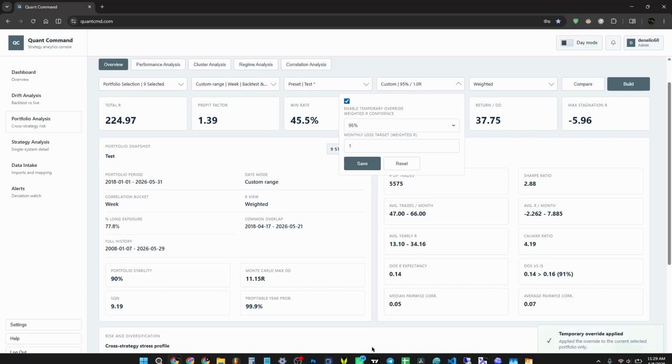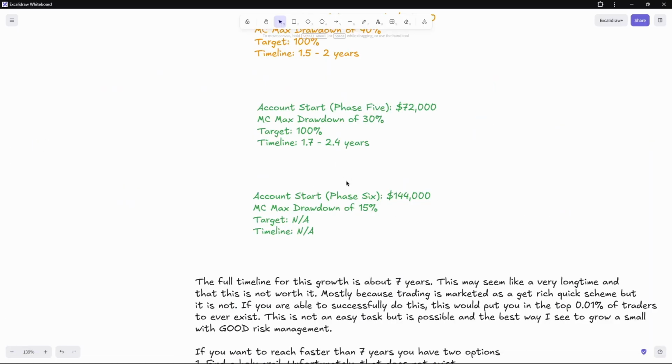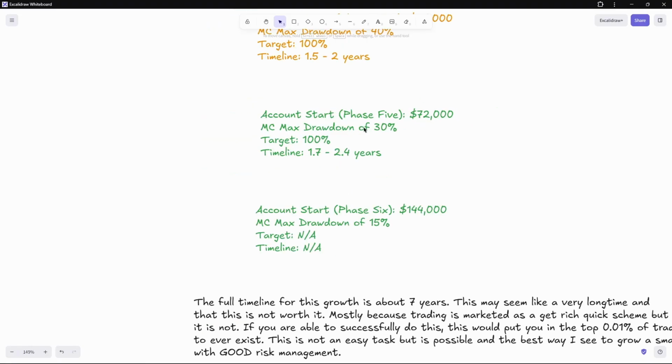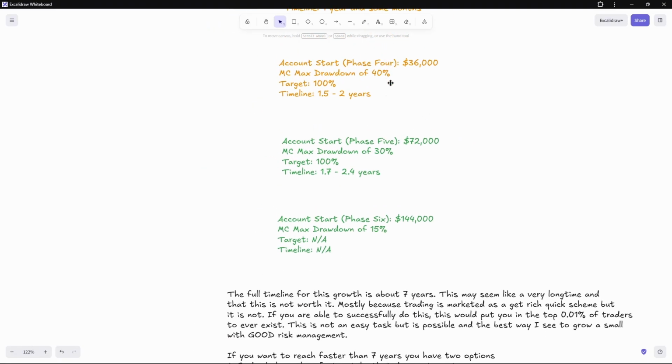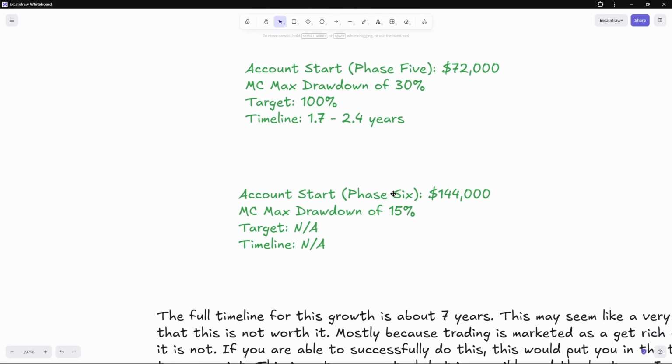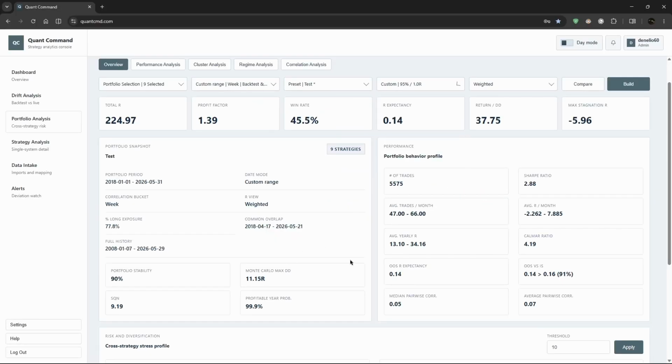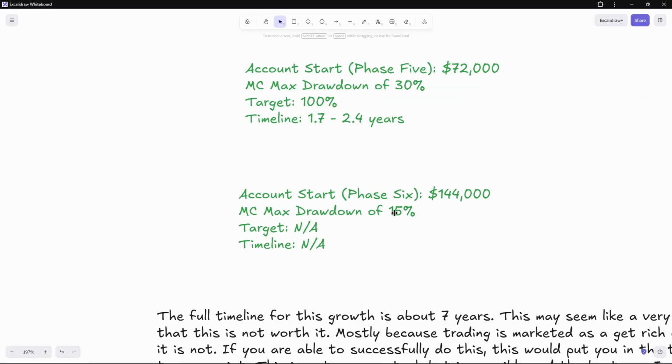So what you can see here, once we reach this phase right here, which is phase 6, so again we just rinse and repeat, reduce risk, have our target. Once we hit our target, we reduce risk again and repeat. So in phase 6, our account balance is $144,000, and we have a max drawdown of, I just put 50%, but you could use whatever you're comfortable with.